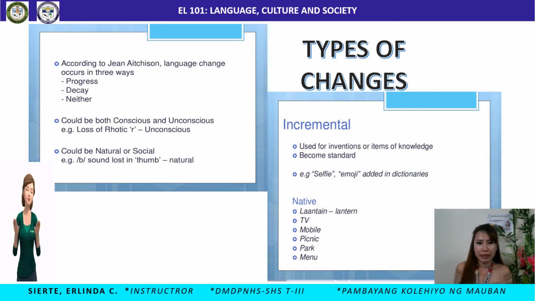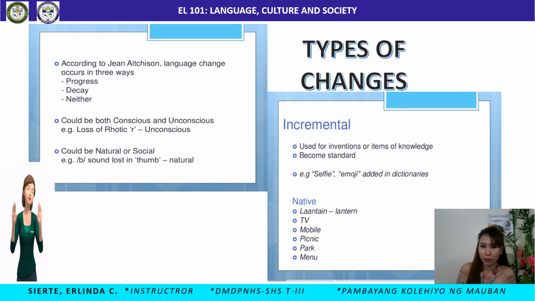Next, according to Jean Aitchison, language change occurs in three ways. So what are those? We have progress, continuously evolving; decay, which could be in that specific situation wherein the language is no longer being used; or neither of the two. Well, it could be both conscious and unconscious, like loss of rhotic, the R, and then unconscious. Then it could be natural or social.